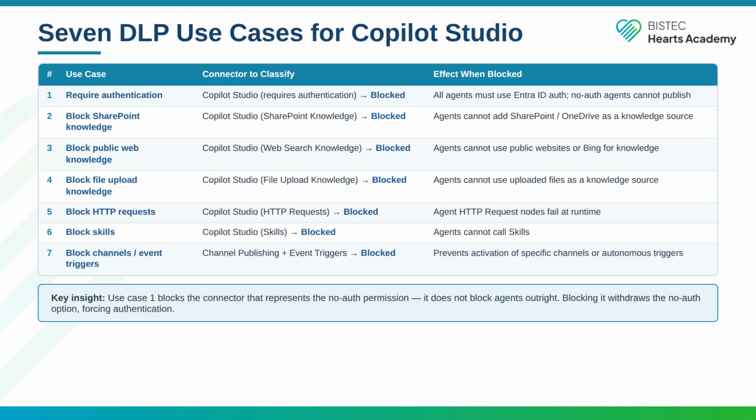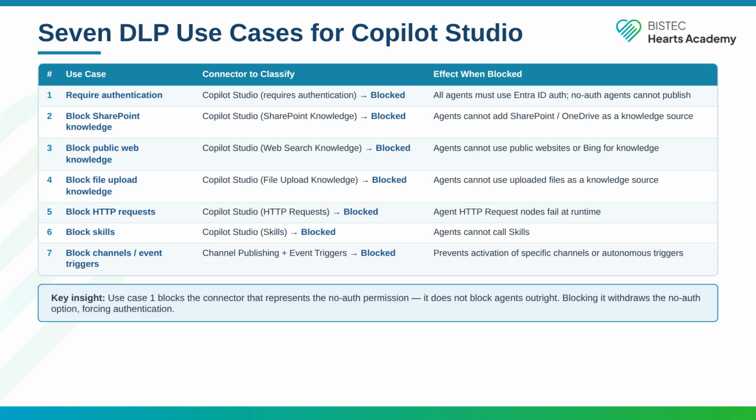Use case 4 is block file upload knowledge. Move the File Upload Knowledge Connector to blocked. File uploads as a knowledge source are removed from the maker experience. Use this when your content governance policy requires all knowledge to come from cataloged repositories.